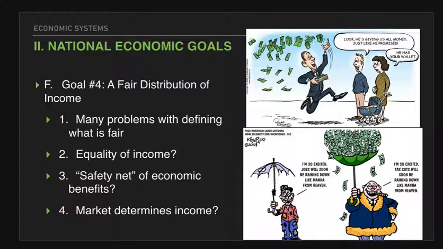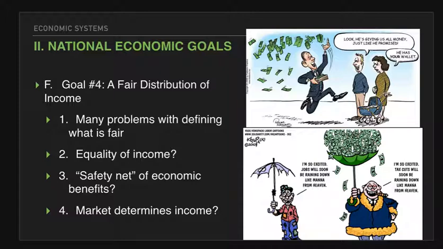But a lot of times the question comes down to this: should we just let the market determine your income? And in a free market economy, in a true capitalistic economy, that's how it works. If you make wise financial decisions, and if you find a product that you can sell or find a job that you can make money, then that will determine your income. The government's not going to control all that.